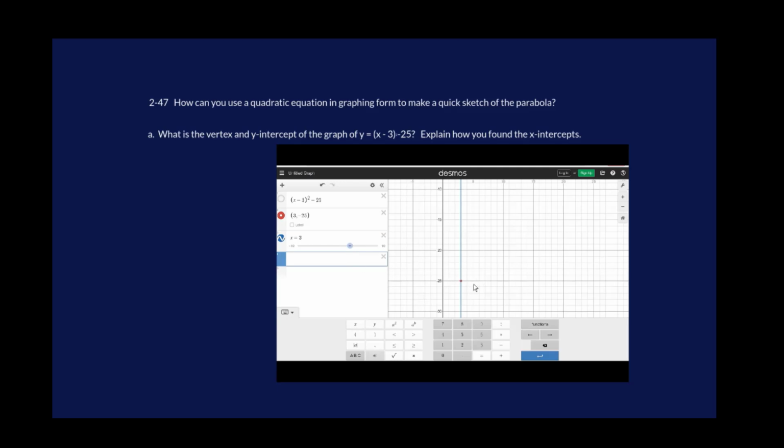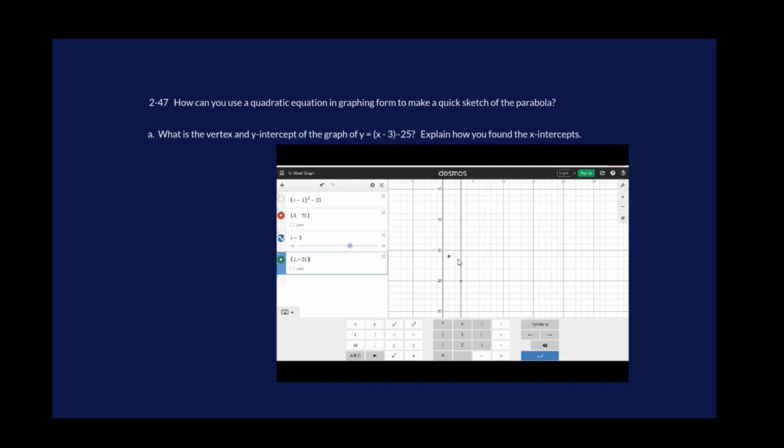So now I'm going to choose points on either side, and this is 3. I'm going to choose, oh, I don't know, let's choose 1. If I plugged 1 in, it would be 1 minus 3, which would be negative 2. Negative 2 squared would be 4. 4 minus 25 would be negative 21. So we're going to say 1, and you could do all this math on scratch paper, 1 and then negative 21. So we have another point.